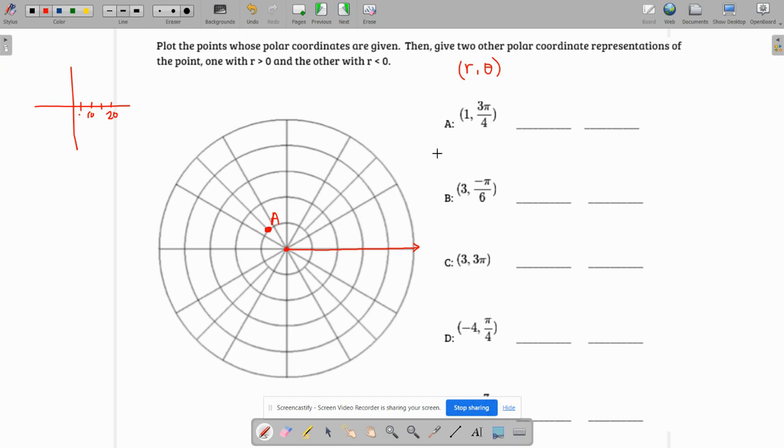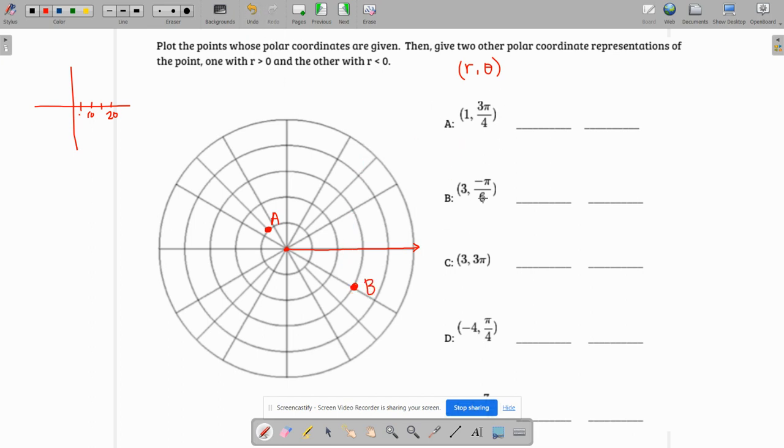Point B is 3, negative pi over 6. So this means the distance from the pole out should be 3 units, which means that we're going to be on this third circle. And then negative pi over 6, well, here's positive pi over 6. So negative pi over 6 means we're going to go in the clockwise direction, and point B would be right here.